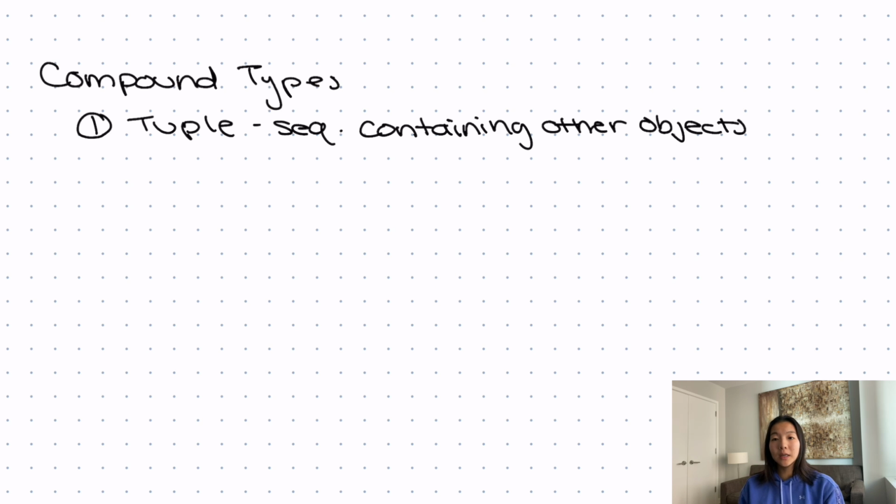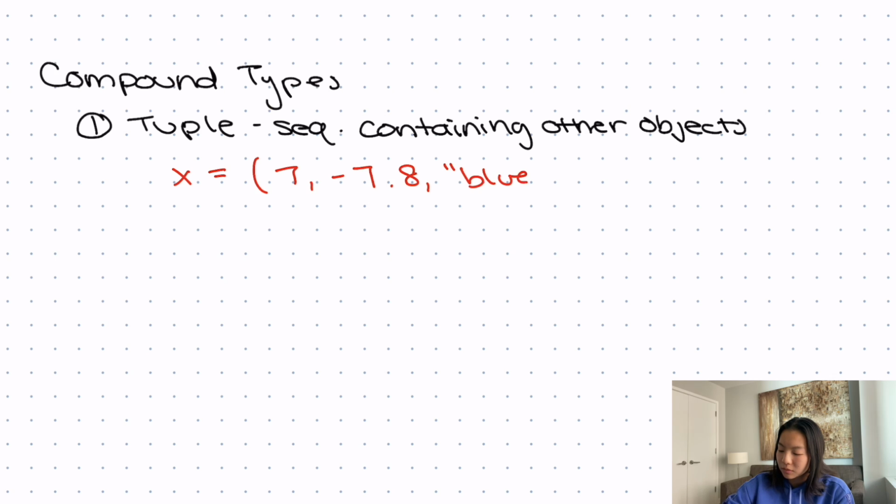Tuples are comma separated, and we use parentheses in order to let the user know that it's a tuple. So this is an example of a tuple. X equals 7, negative 7.8, and blue.